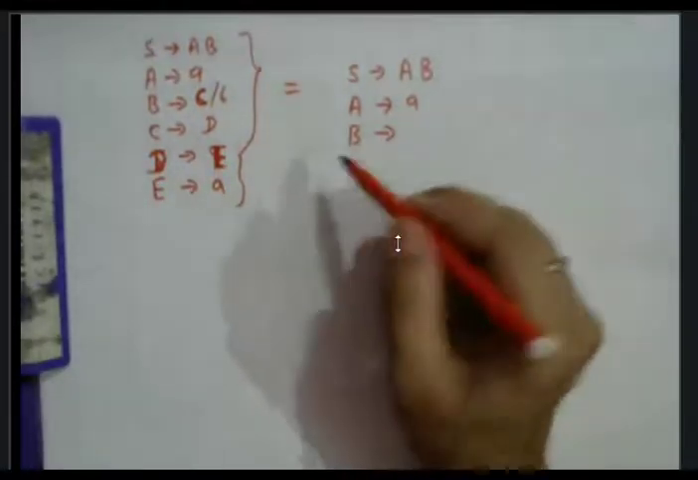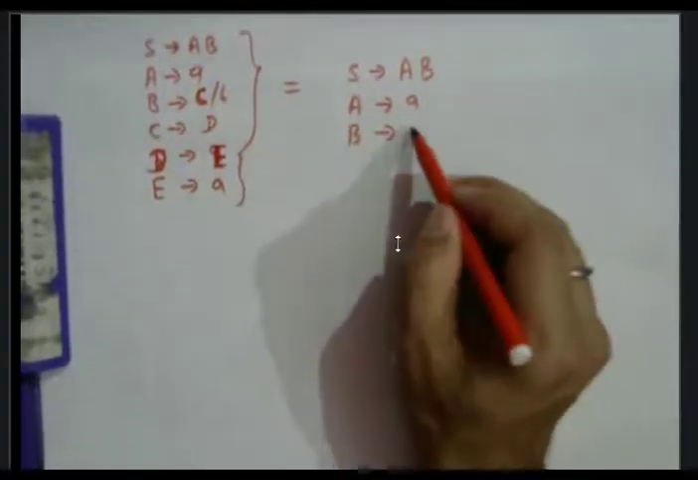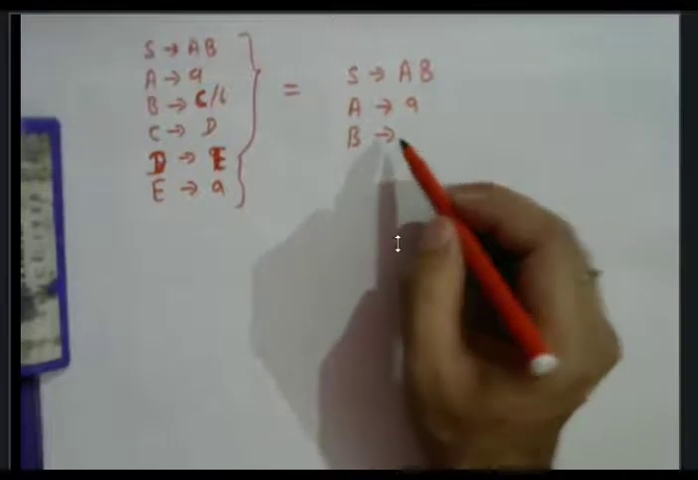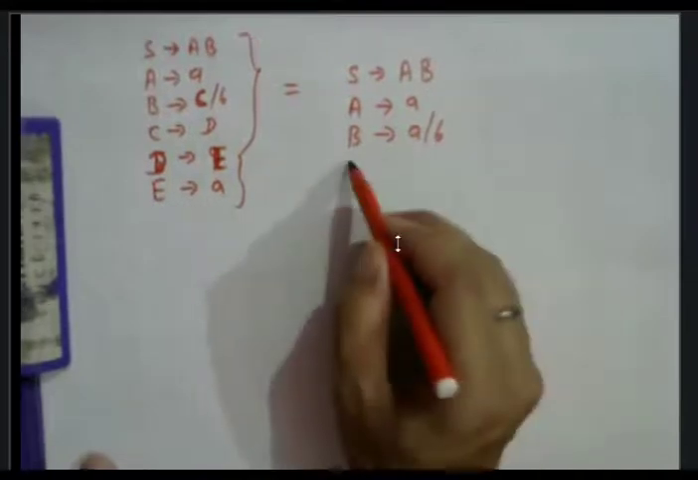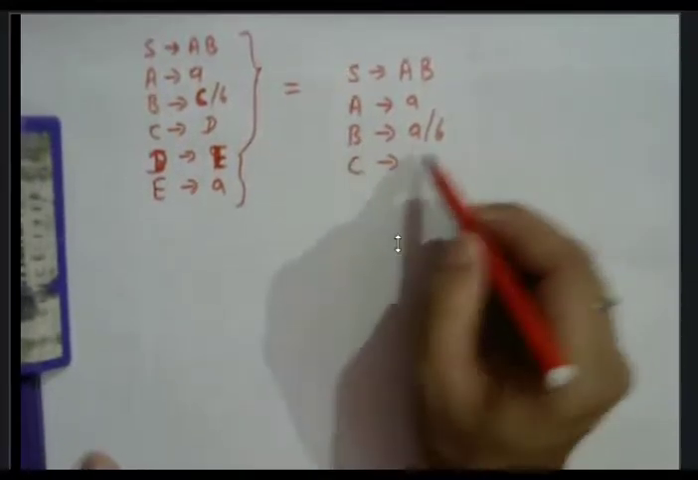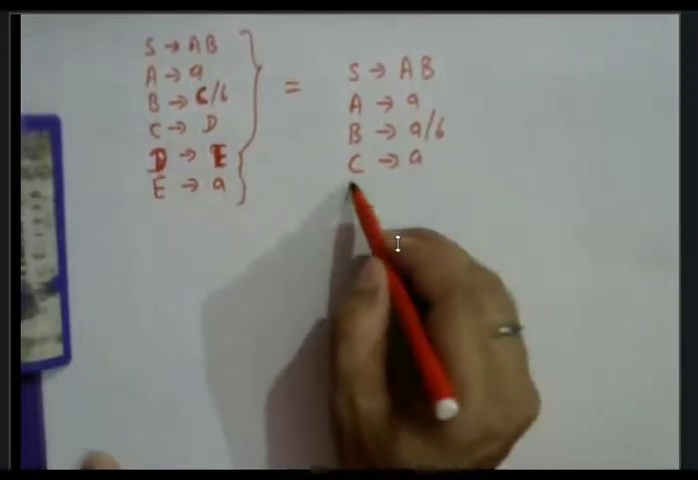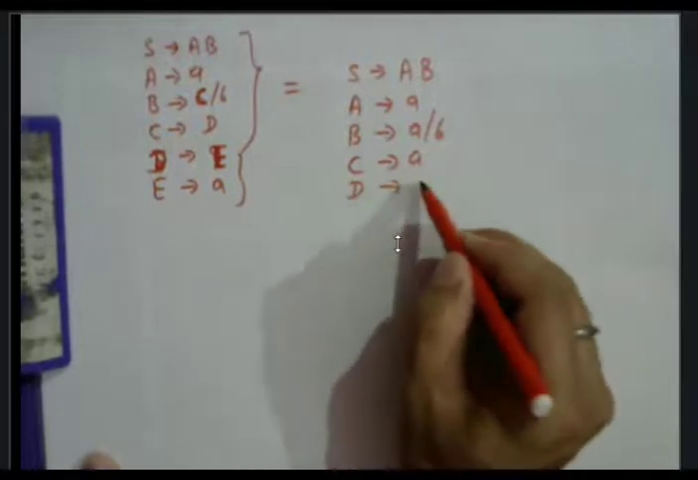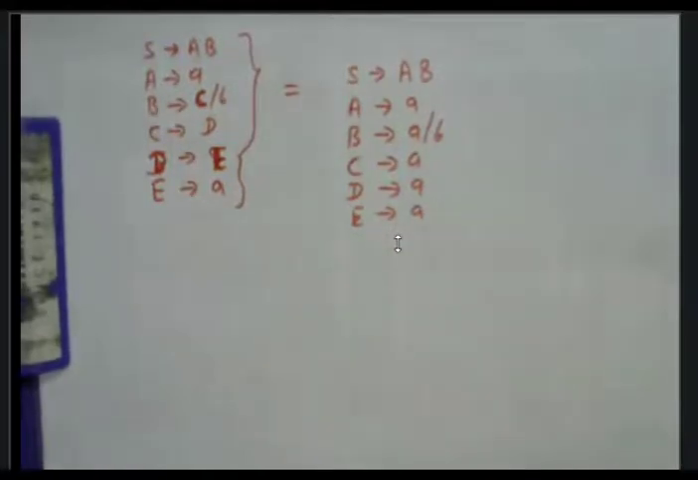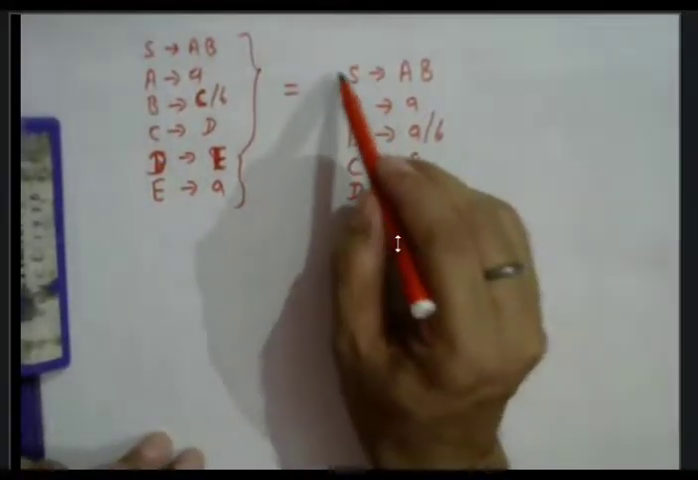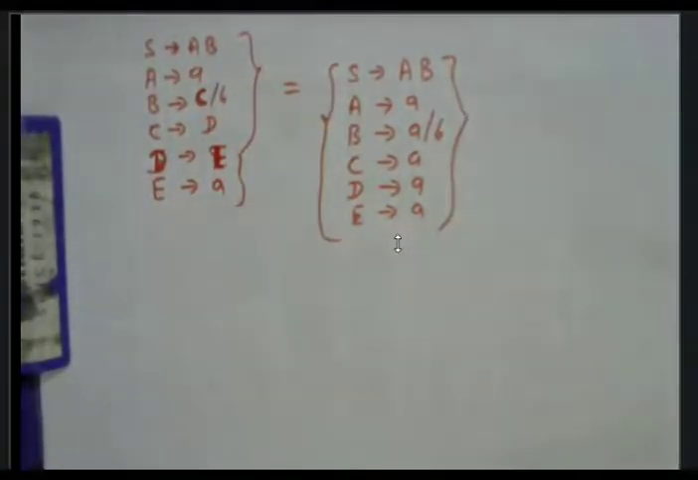It means we can write here directly B tends to C. The value of C you can replace with the help of A, then A oblique B. Similarly, the value of C we can replace with the help of A, and the value of D we can replace with the help of A, and the value of E we can replace with the help of A. Then this is the final outcome of the unit production.